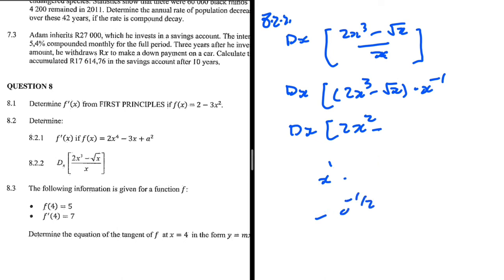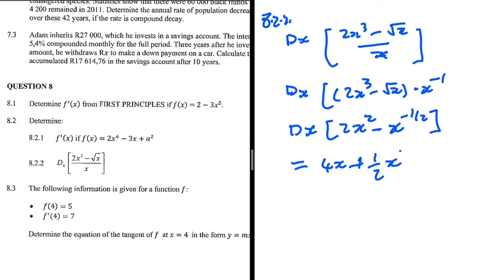Okay, so here we're going to have minus x to the power minus a half. Okay, and then now we can finally differentiate. So we can introduce the equal sign. Okay, and then this is going to be 4x, we're just using the power rule, plus a half x, and then a half minus 1, that should be minus 1.5. So we have minus 3 over 2. And there we go. That is 8.2.2.